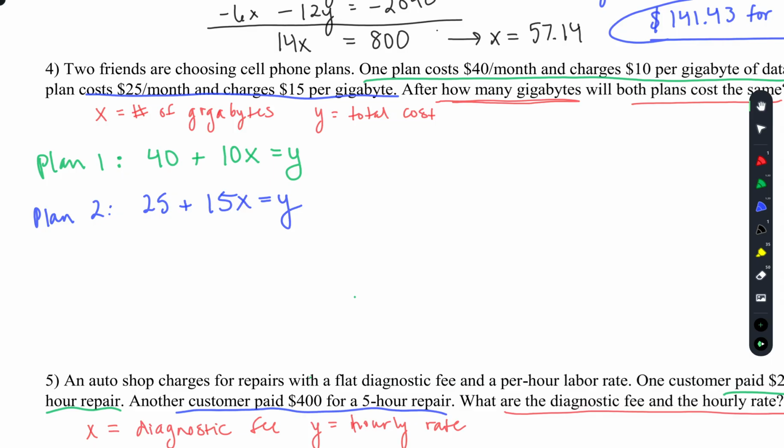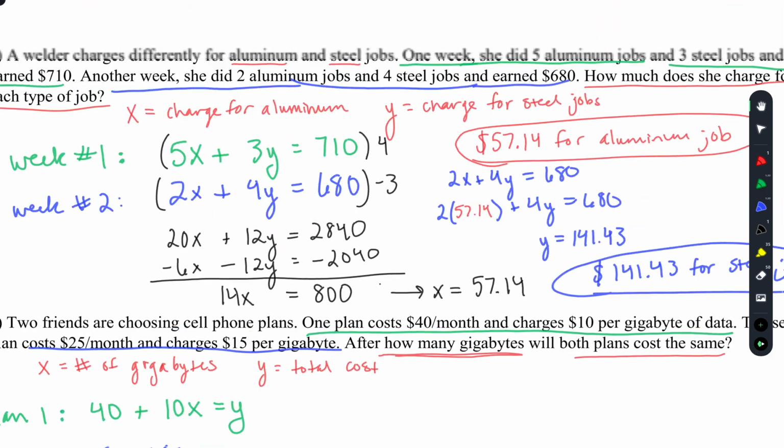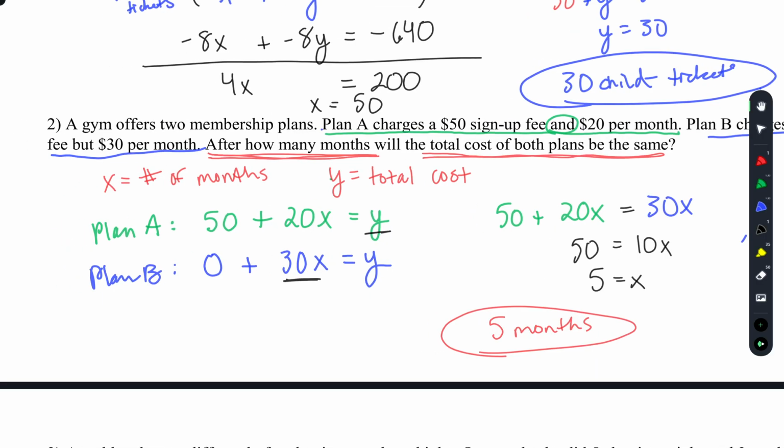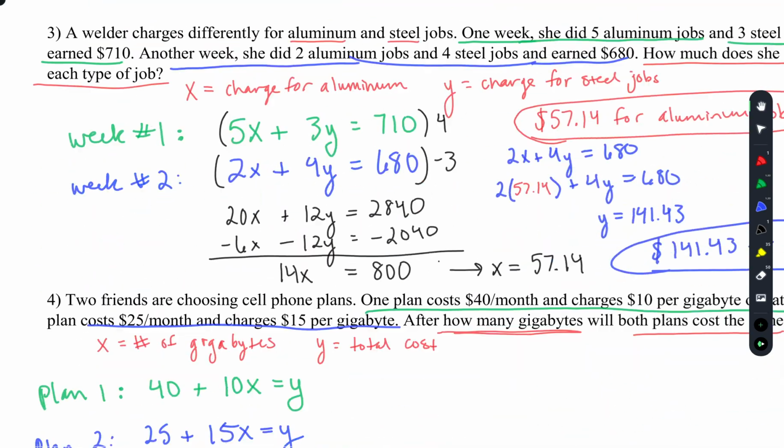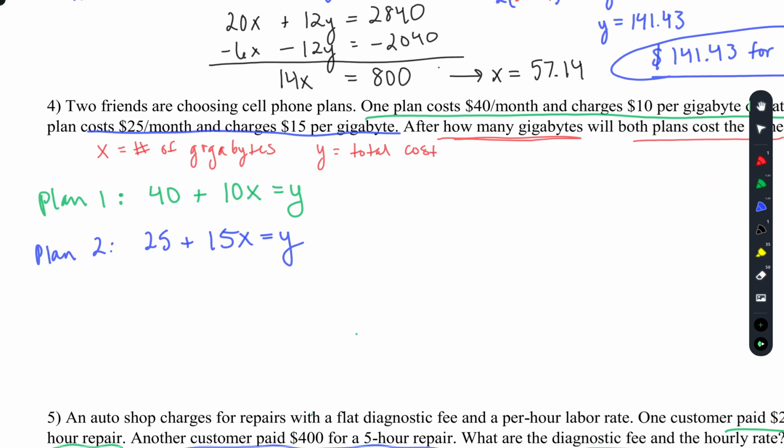Okay, so then you're going to have a plan A or plan 1, plan 2, just like how this one had gym 1, gym 2, or plan A, plan B. So this one was number of months and total cost. So that one had a sign up fee, 20 per month. This one charges 40 a month and charges $10 per gigabyte. So you're going to do 40 plus $10 per gigabyte. And then this other one is 25 plus 15 per gigabyte is Y.